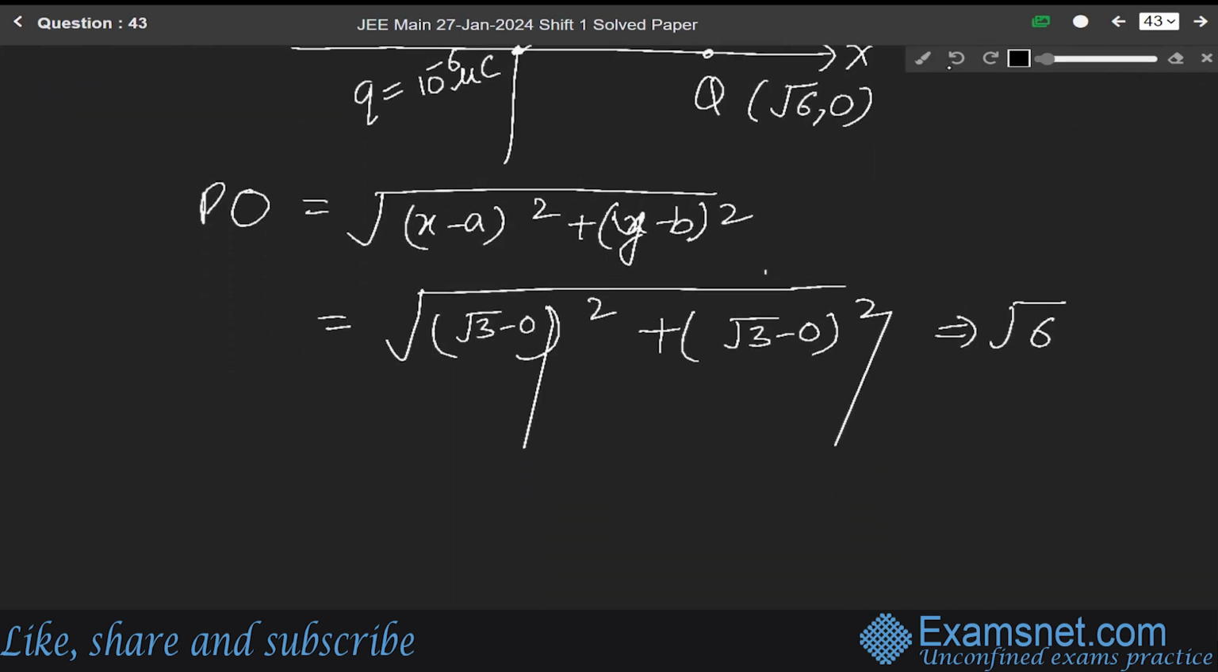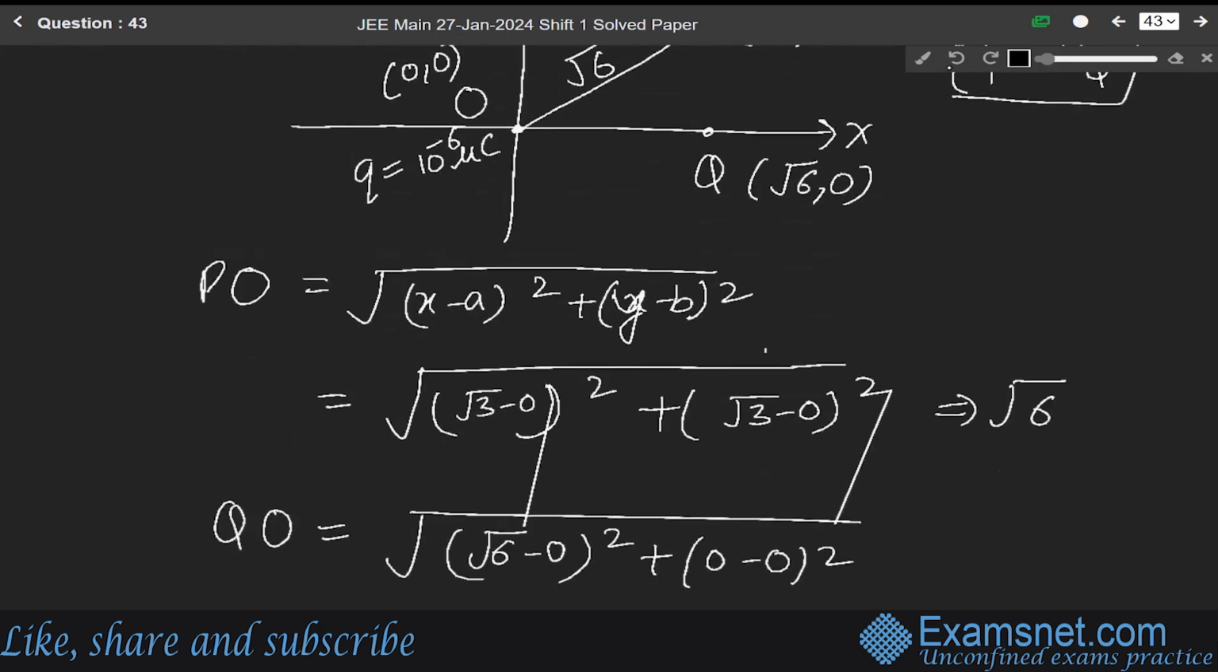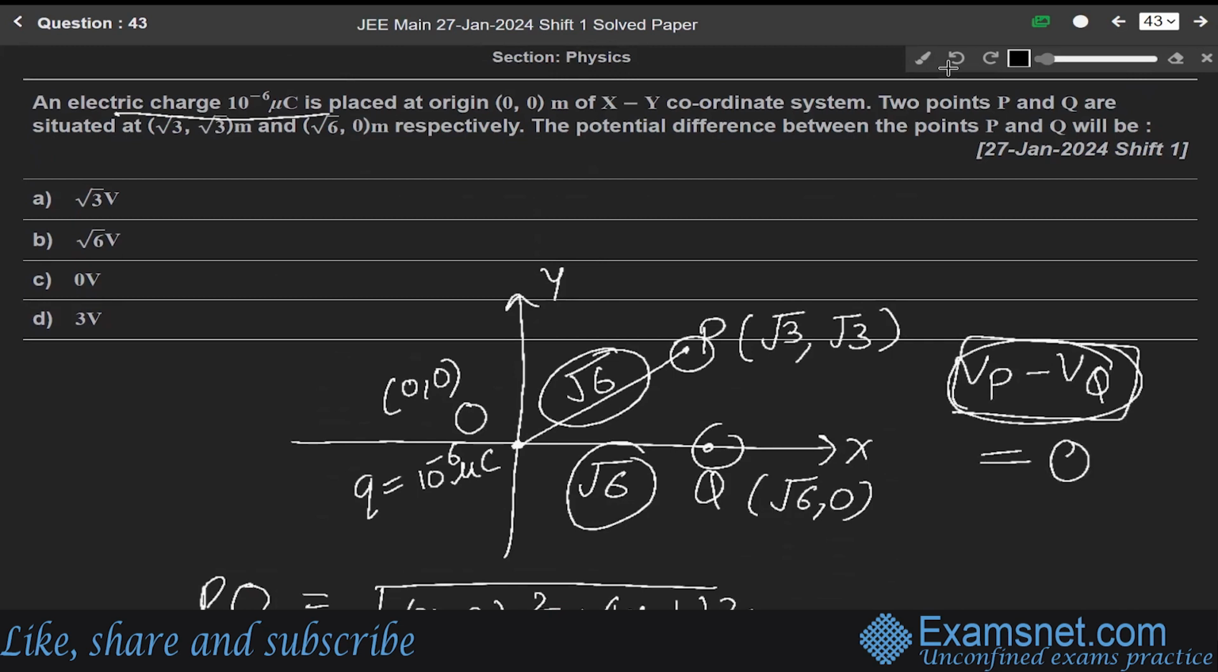And for the distance QO, it will be equal to (√6 minus 0) square plus (0 minus 0) square. So it will also be root 6. So the distances PO and QO are the same, root 6 and root 6. So the potential difference between P and Q will also be the same. It means the potential difference will be equal to 0. So the correct answer is option C, 0 volt.